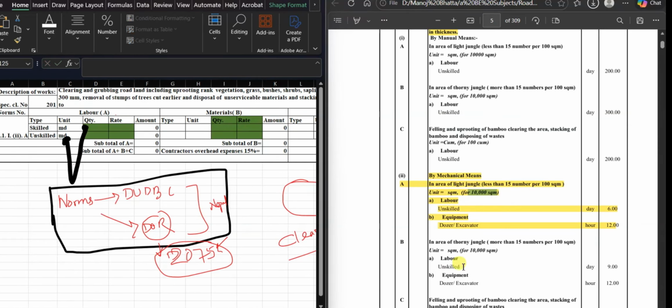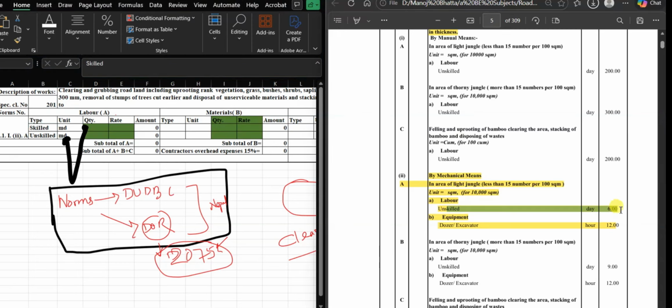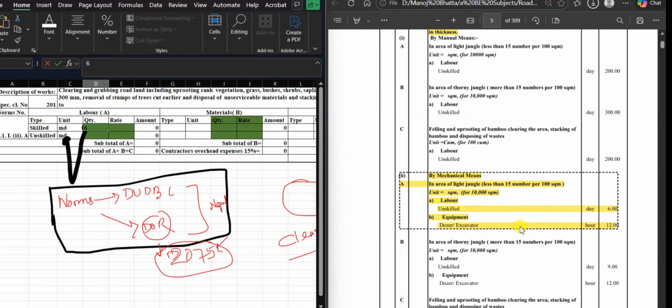Then go to the labor section, whether they are skilled or unskilled. The labor required is unskilled, and the quantity over here is 6. The unit is man-day, and the quantity of labor required for this task is 6. This skilled section is not required actually, so I can just write unskilled labor. The number of unskilled labor required here is 6, so we write the quantity as 6.